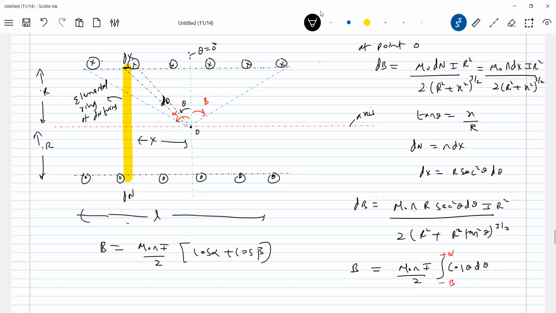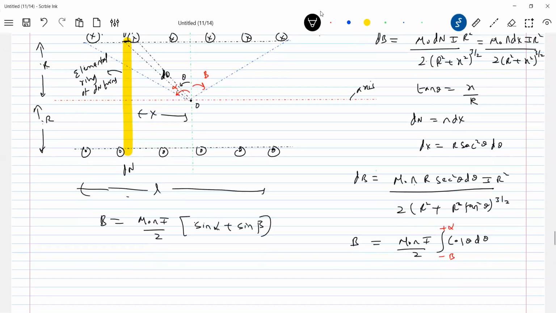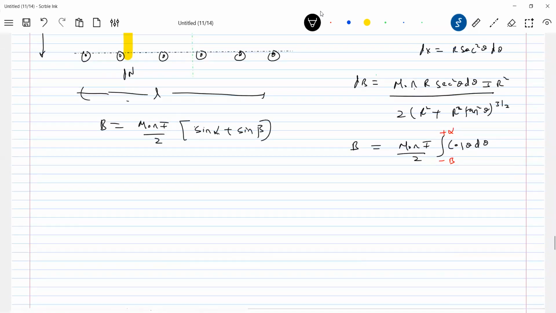So what are alpha and beta? Where we have found this, the field on the axis. Can we modify this for any point, or can we find it only on the axis? Okay, there's some mathematics, so let's explore that one.